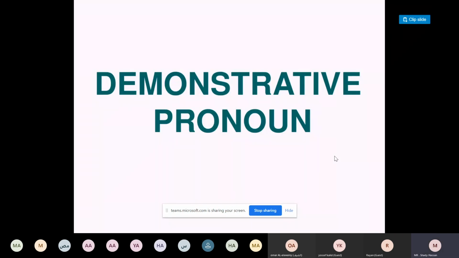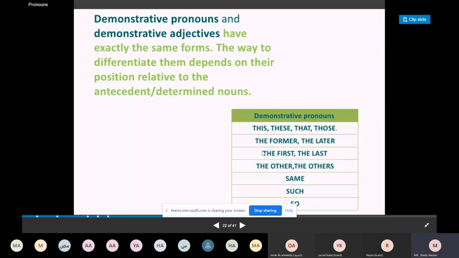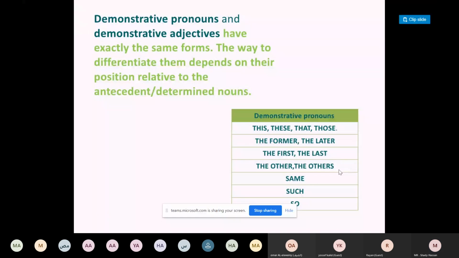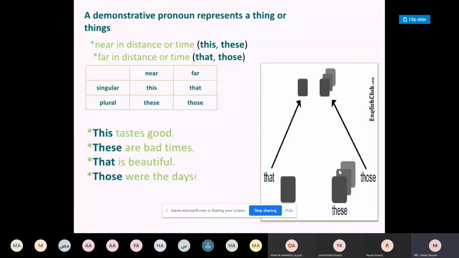Demonstratives like this, that, these, those, the former, the latter, the first, the last, the other, the others, same, such, so. This tastes good. These are bad times. That is beautiful. Those were the days. So this, that, these, those are demonstrative pronouns.